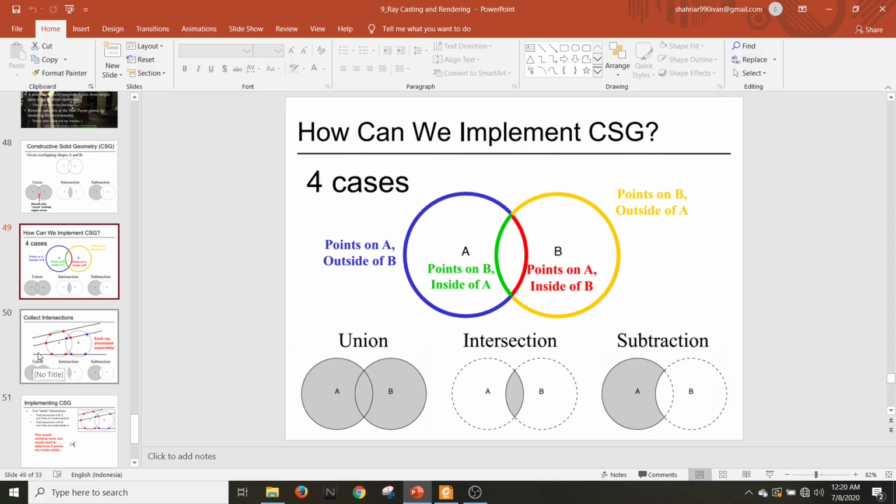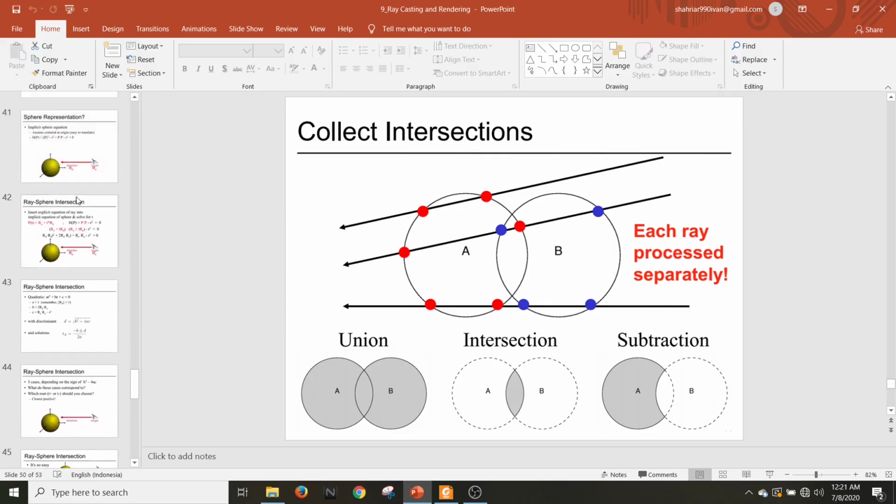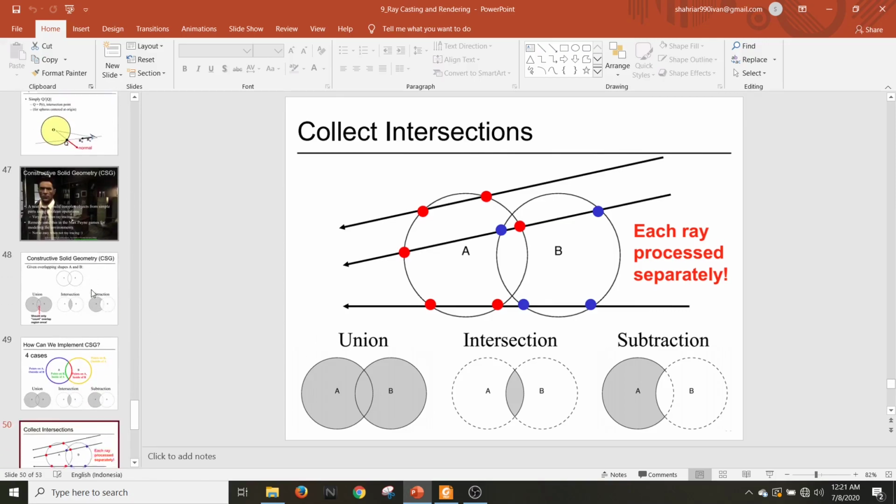And here, in order to implement CSG, we need to at first register the points at which the intersections will occur. We can actually do that using the figure of slide 50. According to this, the intersections occur at these particular points. The red points denote that the intersections occurred with sphere A, and the blue points show that the ray intersected with sphere B. And these intersection points can be found using the techniques we discussed before in ray sphere intersection.